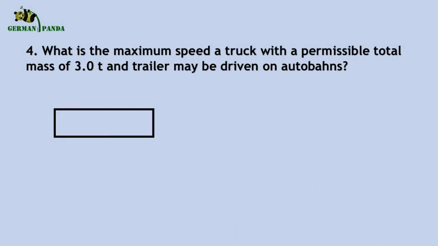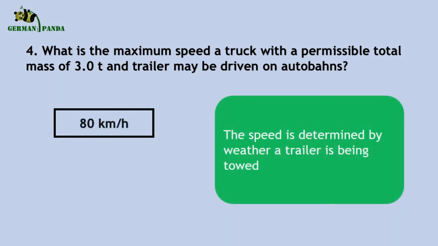What is the maximum speed? A truck with a permissible total mass of 3 tons and a trailer may be driven on autobahns. (80 km/h). The speed is determined by whether a trailer is being towed.